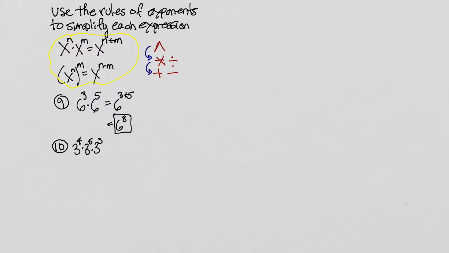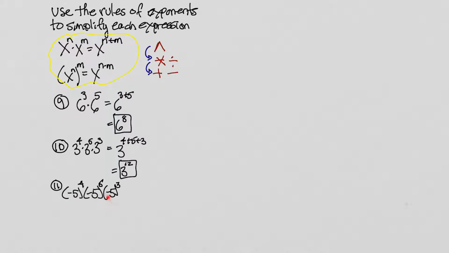Here in number 10, we've got a multiplication of 3 powers, and they all have the same base, right? All the bases are 3. So as long as the bases are the same and we're multiplying, we can add these exponents. So doing so, we're going to get 3 to the 4 plus 5 plus 3. We're going to get 3 to the 12th.